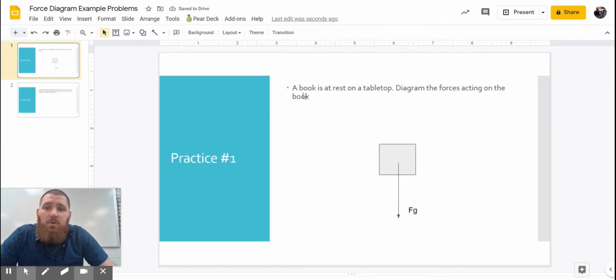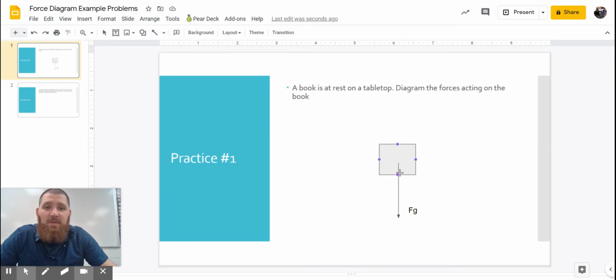Now, our book also has one other force acting on it because we know this book is at rest, so it's not moving. It doesn't say anything about it being pushed or pulled. We don't have any ropes attached to it, no springs or elastic bands. But it is resting on a surface. So we are going to have a normal force opposing our force of gravity.